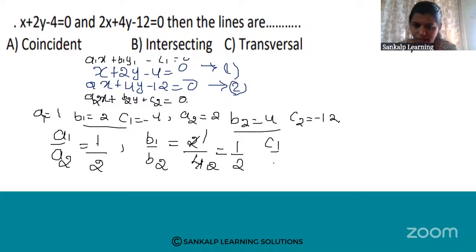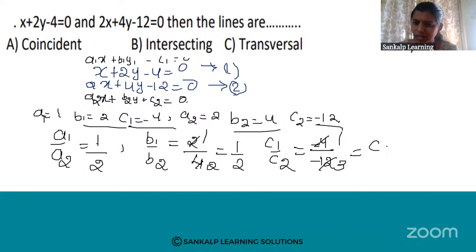Next, c1 divided by c2. What is the value of c1? C1 is minus 4 divided by minus 12. 4 ones are 4, 4 threes are 12, minus and minus will get cancelled. So c1 divided by c2 value is 1 divided by 3. This ratio is 1 divided by 3.